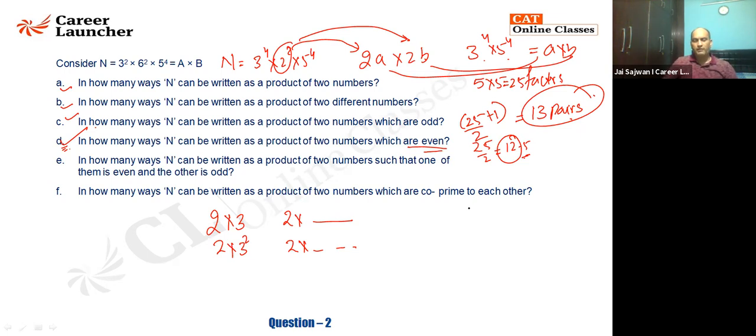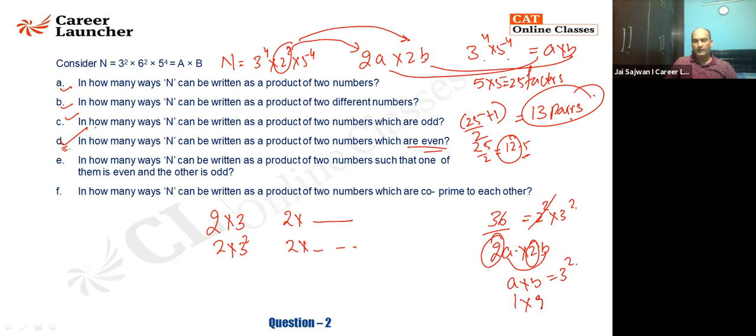D1 is how many ways you can write it. Let's talk about a number, 36. 36 is 2 square into 3 square. I want both the numbers to be even, so I'll say 2a into 2b. I know 2 square is already used up, one 2 is gone here and one 2 is gone here. So a into b is nothing but the factors of 3 square. So how many factors are there?